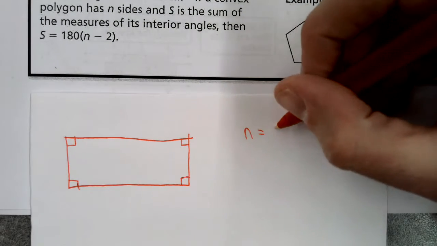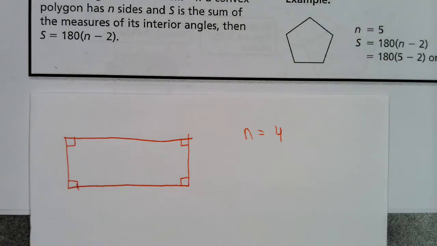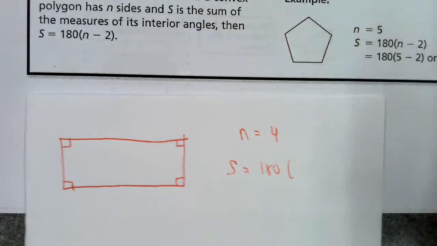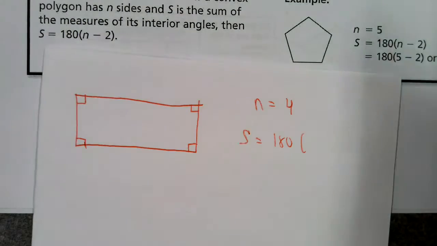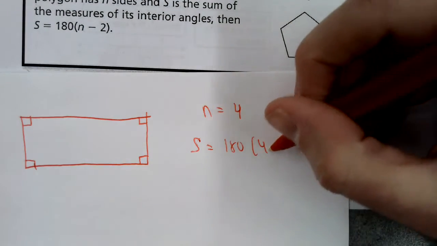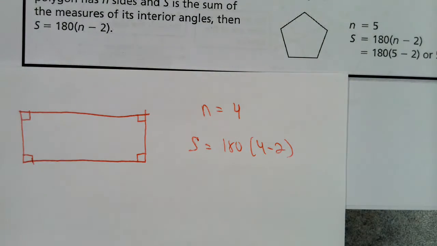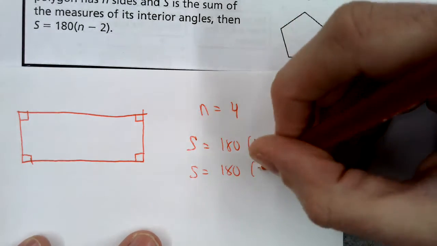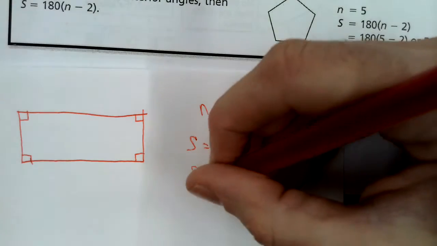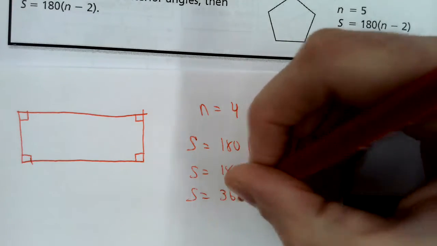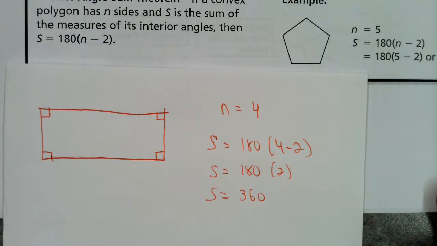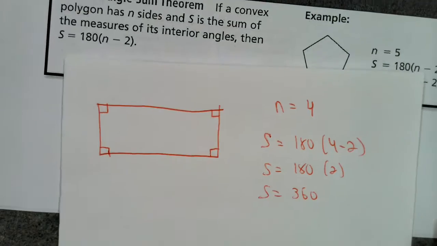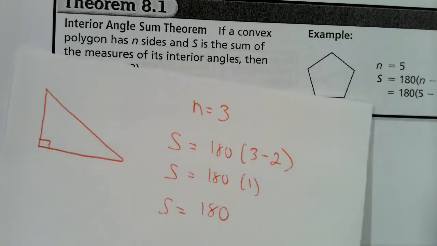In this case, n equals 4 because there are 4 sides. According to the formula above, S equals 180 times n minus 2, so 4 minus 2. 4 minus 2 is 2, and 180 times 2 is 360. So it should make sense. That just shows you why it's true. You probably already know those two. That's why we did those just now on the side.